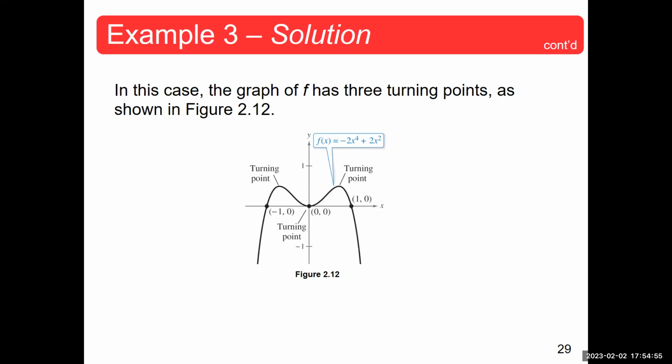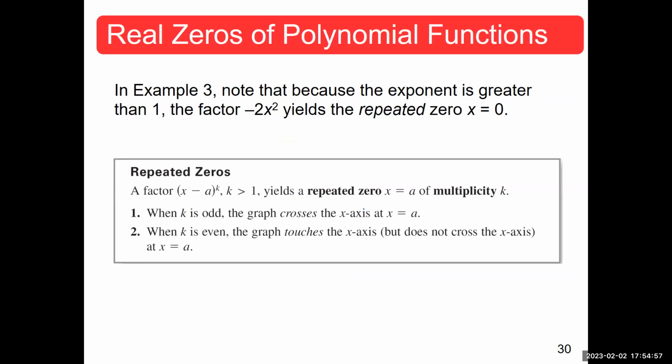Here's the shape as we talked about. Here they are talking about repeated zeros. That's what we talked about, the double zero. Because I have x squared equals 0, we got a double.